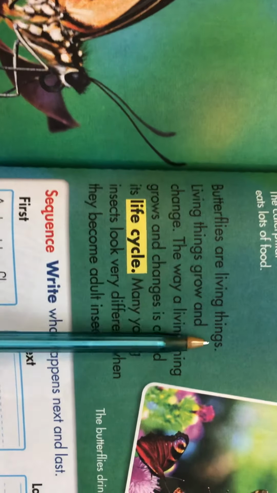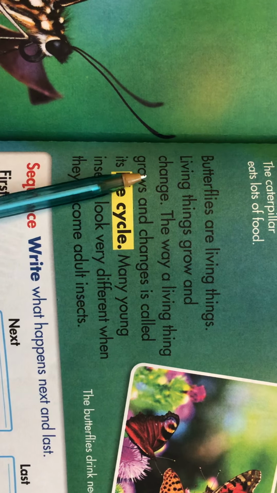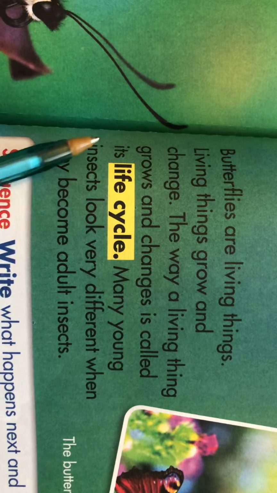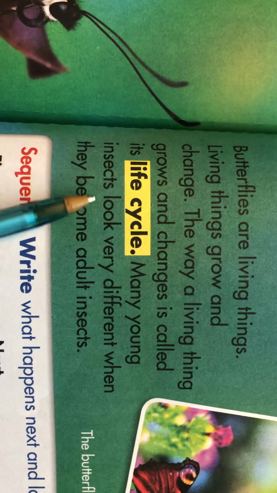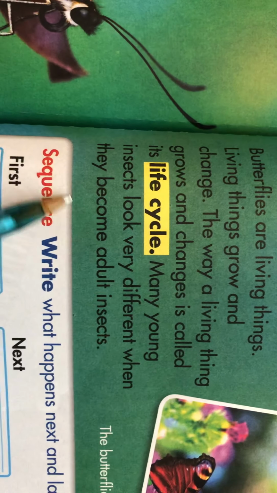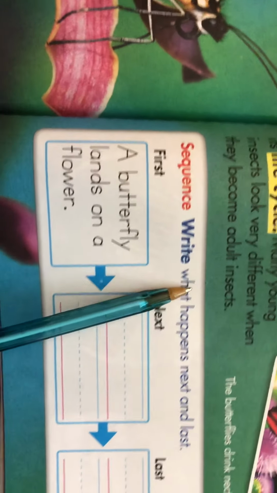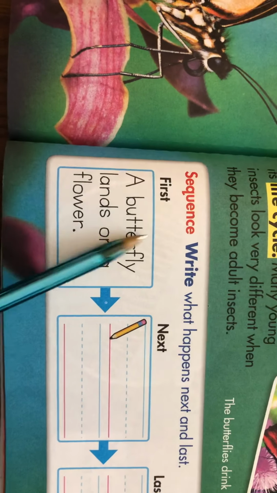Butterflies are living things. Living things grow and change. The way a living thing grows and changes is called its life cycle. Many young insects look very different when they become adult insects. So here it says, write what happens next and last. They already did the first one for you.